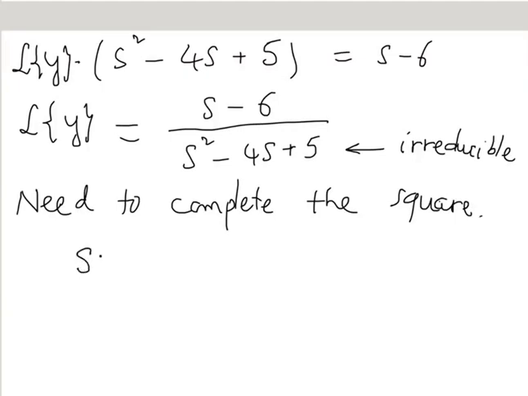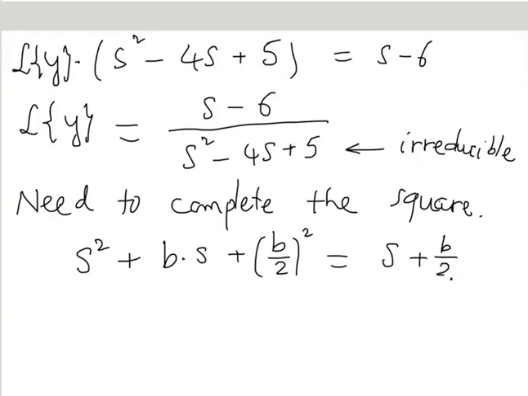Recall the formula. If we have s squared plus b times s plus b over 2 squared, which is the same as b squared over 4, then we have a complete square, s plus b over 2 squared. And in fact, if we have a minus, then the same thing happens here. Just a minus in the middle.